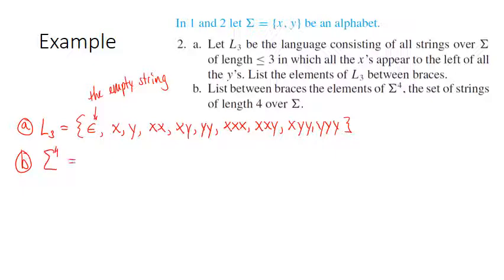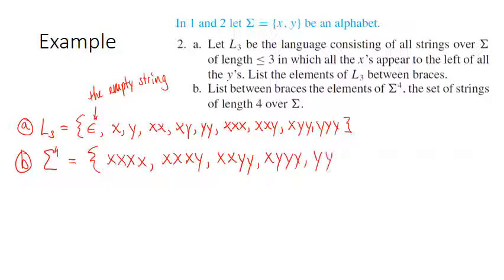Okay, so the length 4 strings, we can have the one that's all x's, and then the x's always have to be to the left of the y's, so we have to start putting y's at the end. So we can have 1 y at the end, or we can have 2 y's at the end, or we can have 3 y's at the end, or we could have all y's.